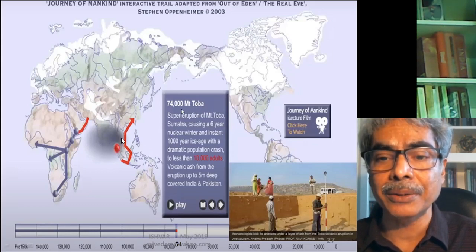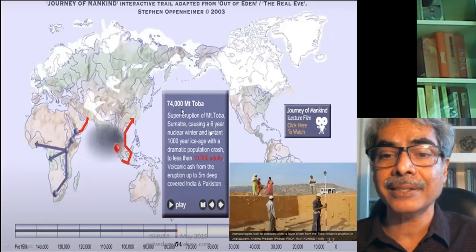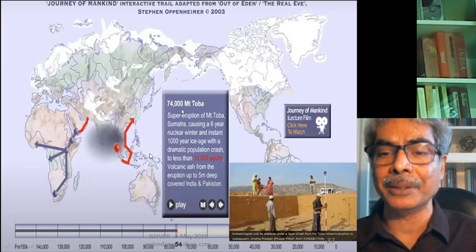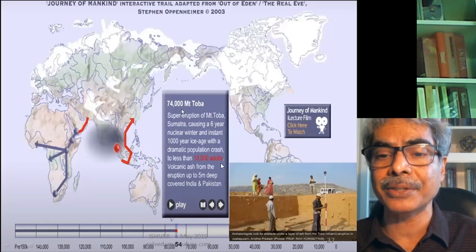Then Stephen Oppenheimer is also pointing out that about 75 to 74,000 years ago, there was a super volcano in Sumatra called Mount Toba. And that caused a 6-year nuclear winter, instant 1,000-year ice age. This is not an ordinary volcano, but a super volcano. It caused a dramatic population crash to less than 10,000 adults.